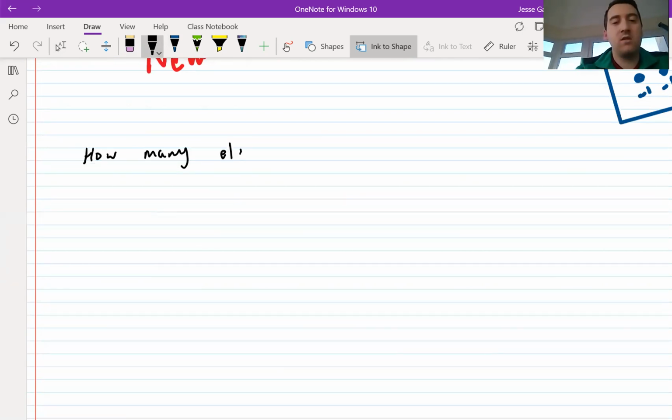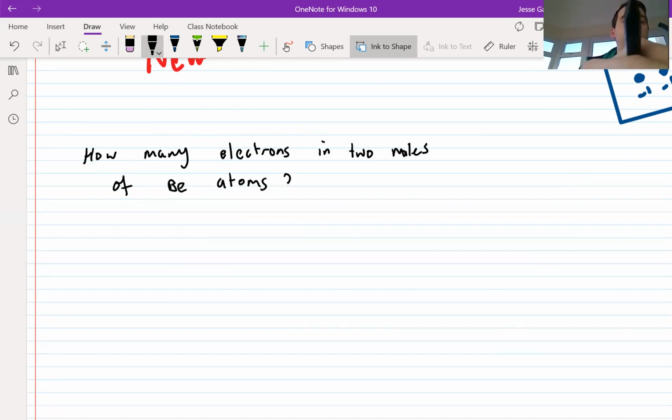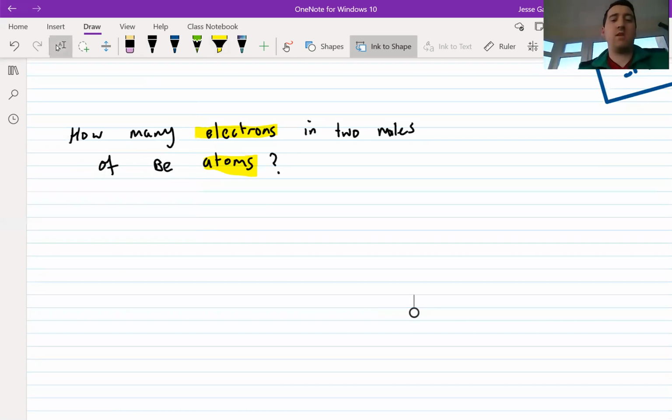electrons in 2 moles of beryllium, Be atoms. Now, this time we've got 2 things. How many electrons in 2 moles of atoms? Okay. Well, if we think about it, the first thing we're going to need to do is say, well, how many does one atom have? How many electrons are in one atom?